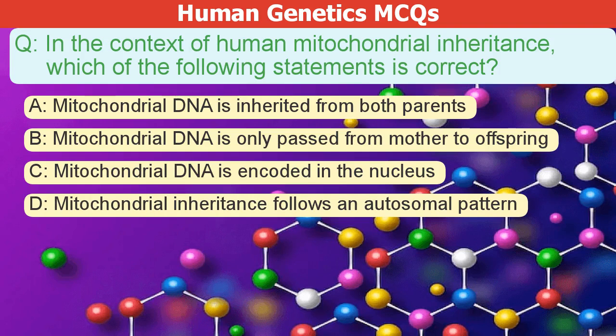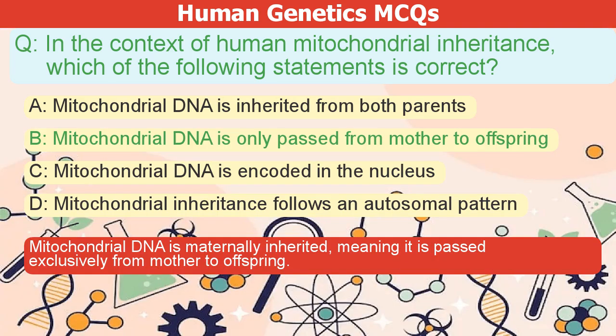In the context of human mitochondrial inheritance, which of the following statements is correct? A. Mitochondrial DNA is inherited from both parents. B. Mitochondrial DNA is only passed from mother to offspring. C. Mitochondrial DNA is encoded in the nucleus. D. Mitochondrial inheritance follows an autosomal pattern. The correct answer is B. Mitochondrial DNA is maternally inherited, meaning it is passed exclusively from mother to offspring.